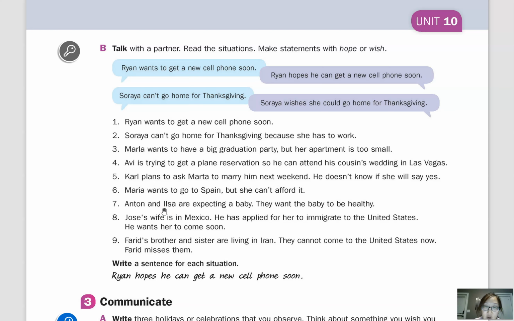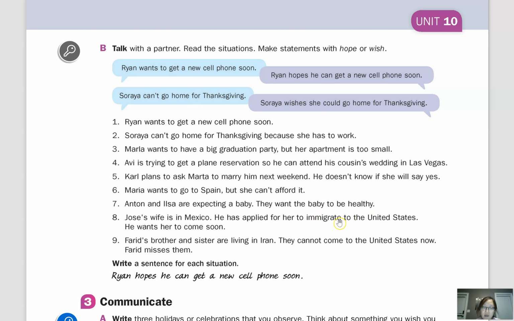So if you know that names have to start with a capital letter since they are proper nouns, you will know that this is not a lowercase l, but it's a capital I followed by a lowercase l. So Ilsa. Okay, anyway, Anton and Ilsa are expecting a baby. They want the baby to be healthy. So, of course, this is a possibility. So we can say Anton and Ilsa hope the baby is healthy. Or you can say the baby will be healthy.